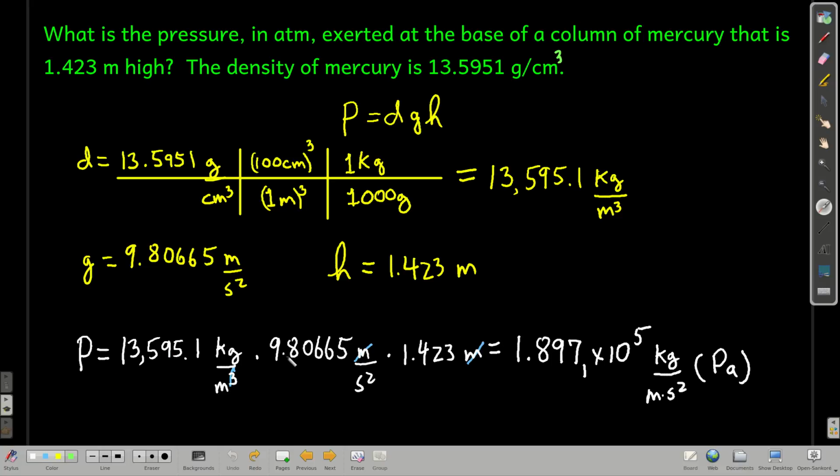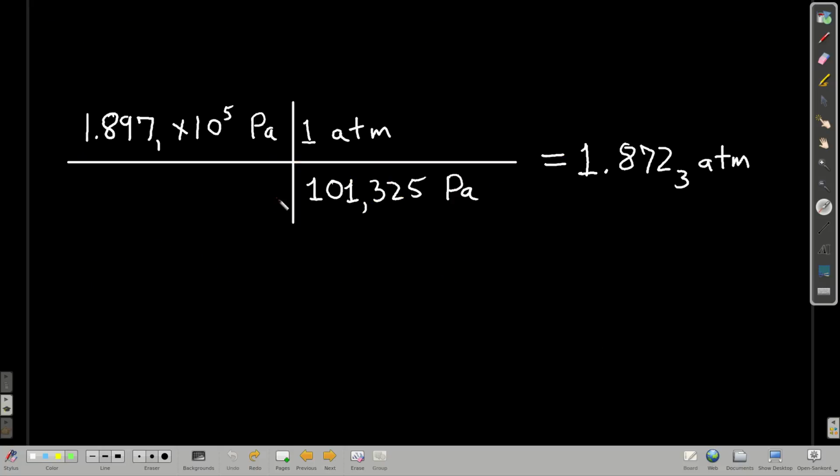Pressure is equal to dGH. This here will limit our sig figs, 4 sig figs. It ends up we get 1.897 times 10 to the 5th, and it's kilograms over meters second squared, which remember are pascals. But we want this in atmospheres, so we still have to convert it. So all we do is use one of those conversions that I showed you a minute ago. Convert pascals to atmospheres by dividing by 101,325, and we get 1.872 atmospheres as our answer.